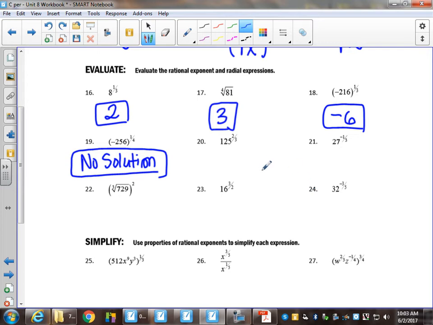Davion. How'd you get that? Cube root of 125 is 5. Squared is 25. Very nice. So he used the root first. Third root of 125 is 5. Squared is 25. New voice for 21. Richie. Very nice. Is he right? Yeah. Wait. I say very nice because I understand why he got it.